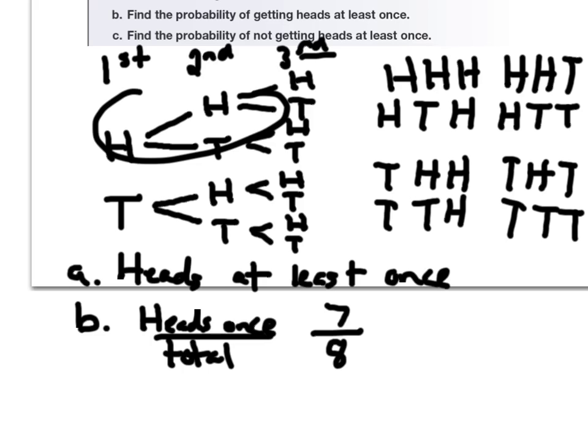And when you make a tree diagram, the nice thing is your total number of things that can happen is always how many you have in this last little column over here. Well, look, there's 1, 2, 3, 4, 5, 6, 7, 8. That means there's going to be 8 total things that can happen.